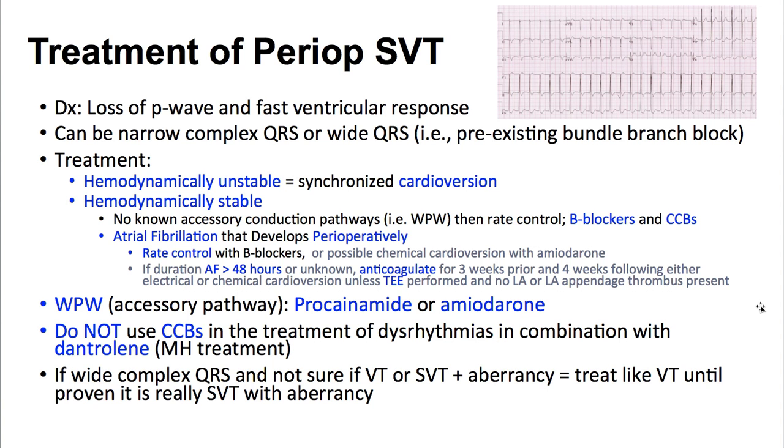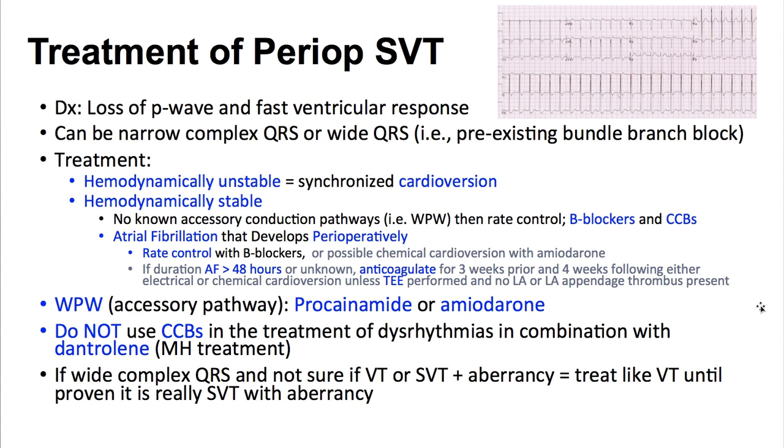If they don't have an accessory conduction pathway like Wolff-Parkinson-White, which we're going to talk about in a couple more slides, which most patients don't, we move immediately to rate control with beta blockers like Esmolol, calcium channel blockers like diltiazem. And if a patient develops atrial fibrillation perioperatively, there's some interesting things that we need to think of. First of all, we got to control the rate so the left ventricle has time to fill. Esmolol can do that. Possible chemical cardioversion with amiodarone.